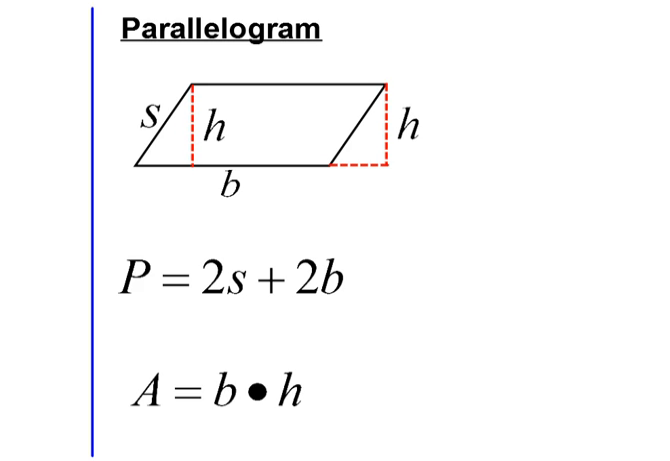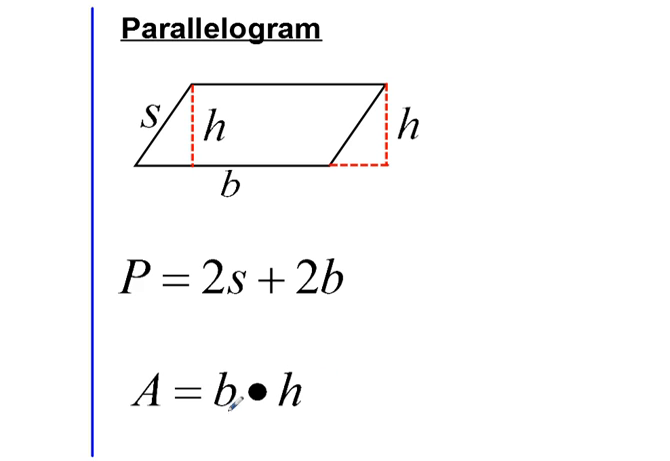Parallelograms have a very similar way of finding perimeter and area. The perimeter of a parallelogram is all 4 sides added together. 2 of the sides we can call S for side, and then parallelograms have a base, and that B would be the same on top and bottom. So we add up 2 S's plus 2 B's, and that's how we get the perimeter.